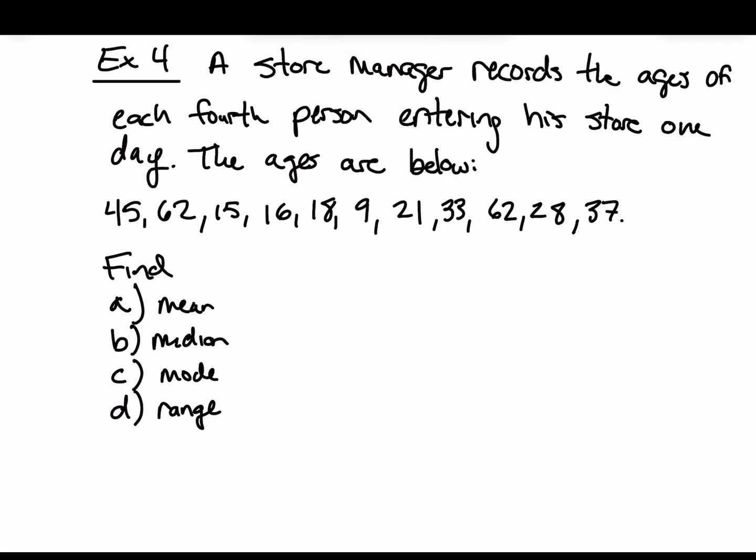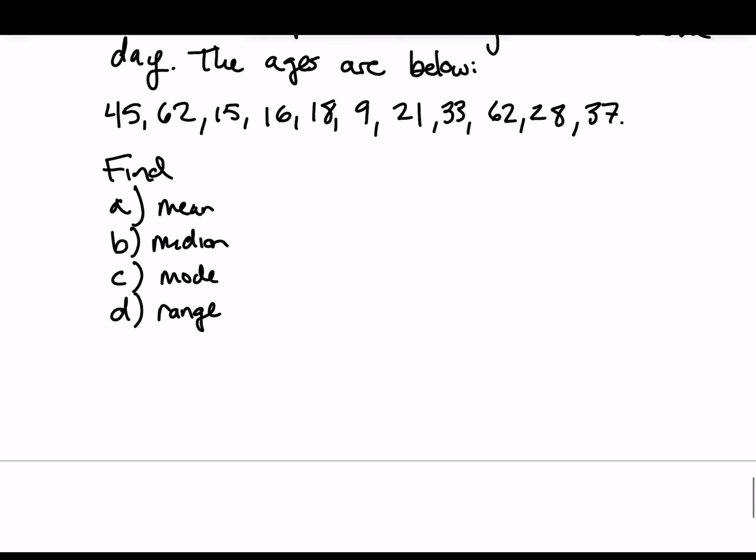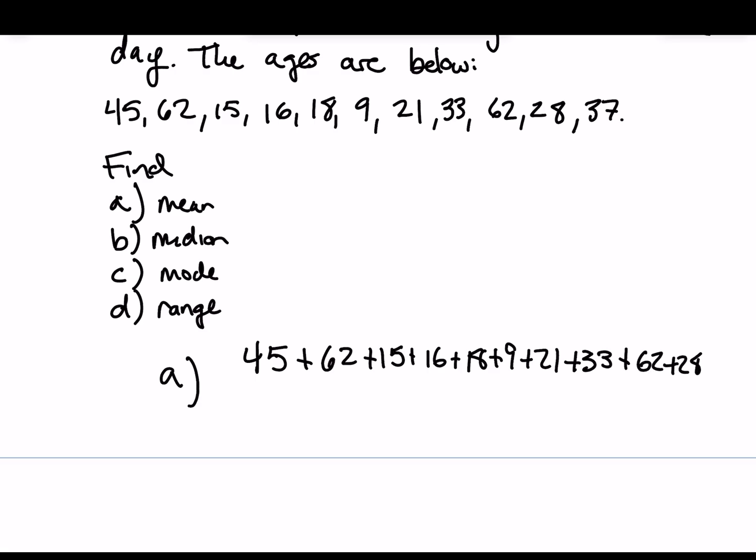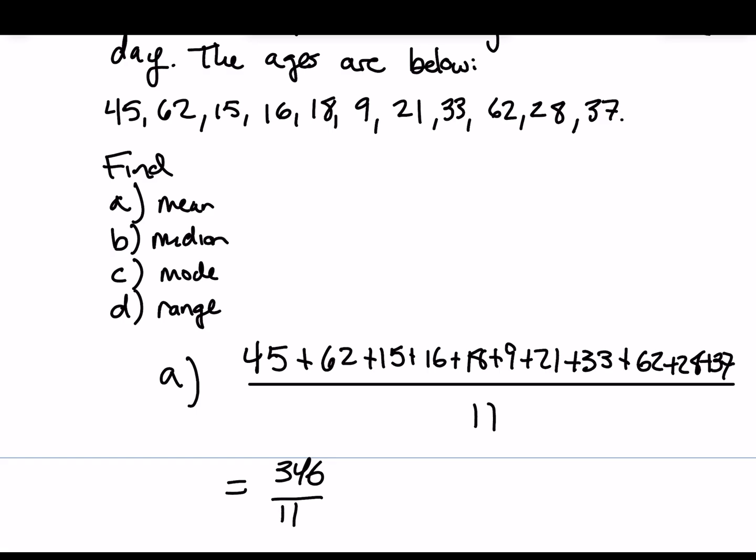Example number 4. A store manager records the ages of each fourth person entering his store one day. The ages are below: 45, 62, 15, 16, 18, 9, 21, 33, 62, 28, and 37. And we want to find the mean, median, mode, and range. Okay, so to find the mean, we need to add all the numbers together. So 45 plus 62 plus 15 plus 16 plus 18 plus 9 plus 21 plus 33 plus 62 plus 28 plus 37. And our total number of observations is 11. When we add all of those numbers up, we get 346 divided by 11, which when we enter that into our calculator, we get approximately 31.45.